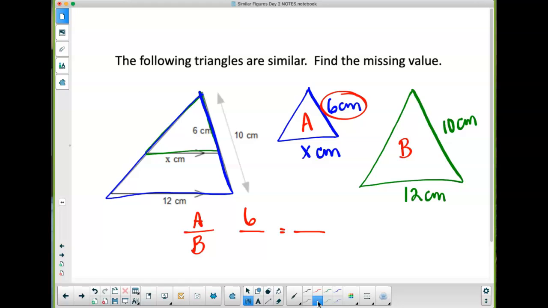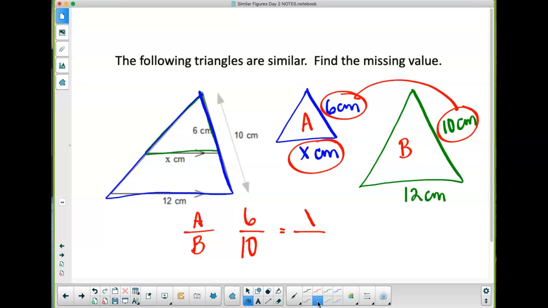Okay, so 6 centimeters from triangle A matches up with which side on triangle B? Brinley? 10. Okay, these are matching, so 6 over 10. That means the X, the X matches up with the 12.